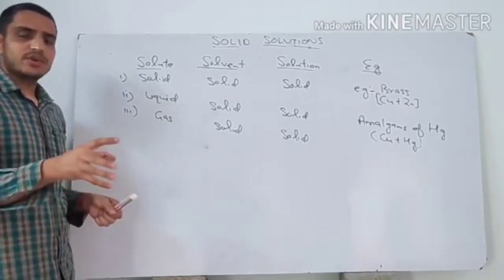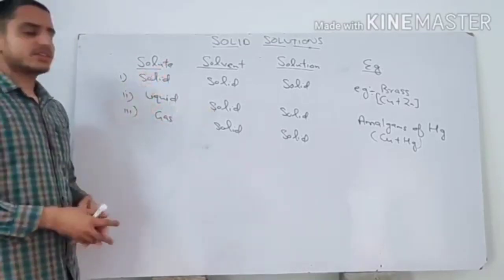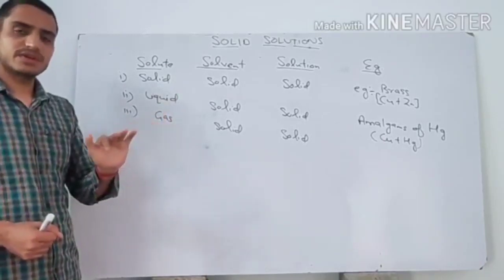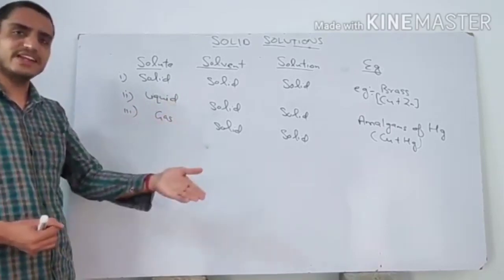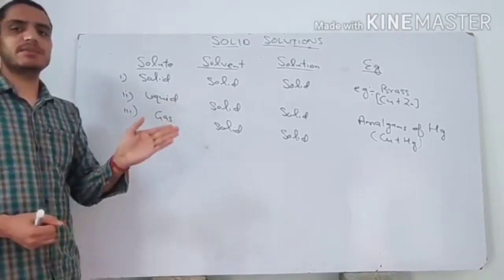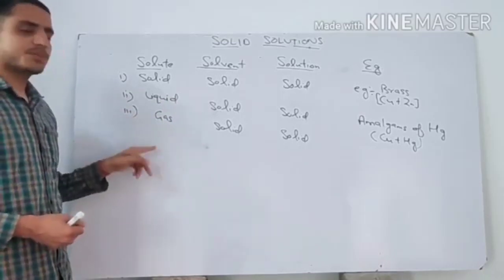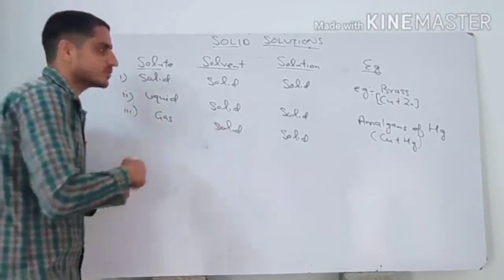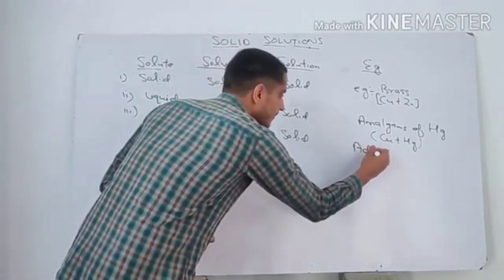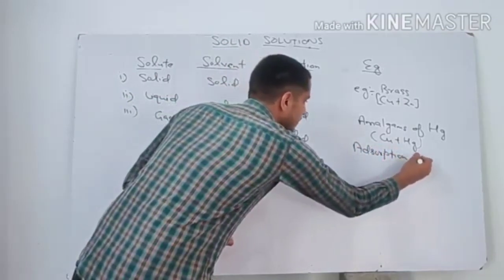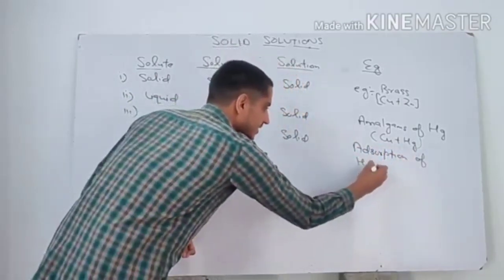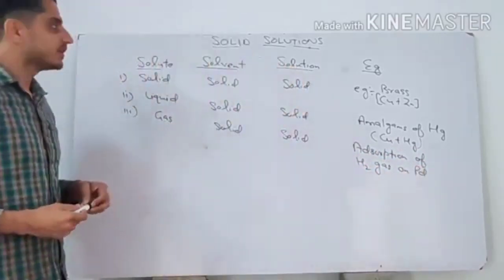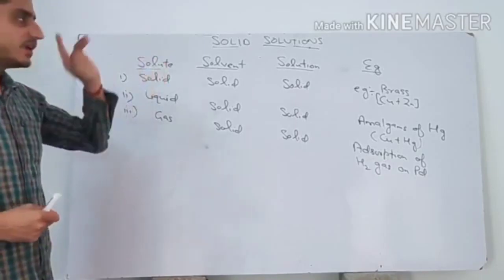So hydrogen gas gets absorbed on the surface of transition metals like platinum, palladium. So hydrogen is a gas, platinum, palladium are solids. So absorption of hydrogen on the surface of platinum or palladium can be the example of gas in solid solutions. So you can give the example: absorption of hydrogen gas on palladium surface. So these are the solid solutions.